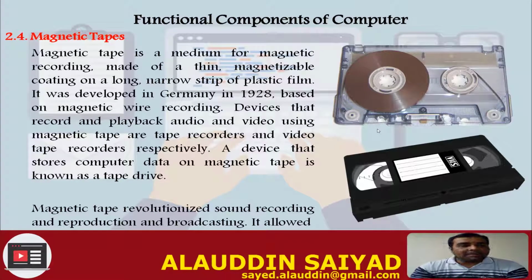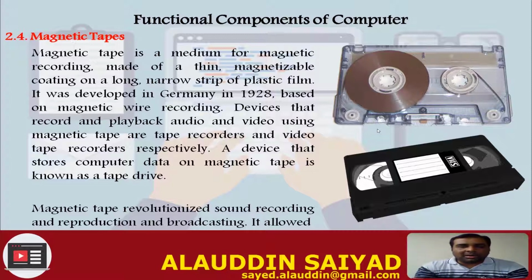Magnetic tapes. Magnetic tape is a medium for magnetic recording made of a thin magnetizable coating on a long narrow strip of plastic film. It was developed in Germany in 1928 based on magnetic wire recording. Devices that record and play back audio and video using magnetic tapes are tape recorders and videotape recorders respectively. A device that stores computer data on magnetic tape is known as a tape drive.